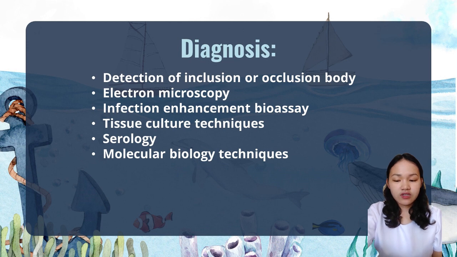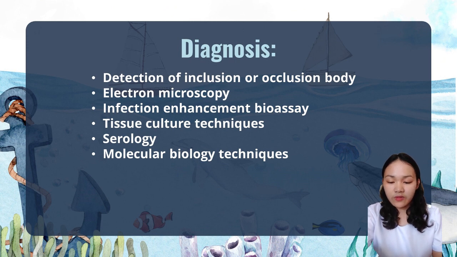The more commonly used tests include neutralization index determination, Western blot, enzyme-linked immunosorbent assay or ELISA, fluorescent antibody technique, and indirect fluorescent antibody technique. Molecular biology techniques such as polymerase chain reaction or PCR, reverse transcriptase polymerase chain reaction or RT-PCR, and DNA probe have been developed and are currently widely applied for diagnosis of viral infection of shrimps.